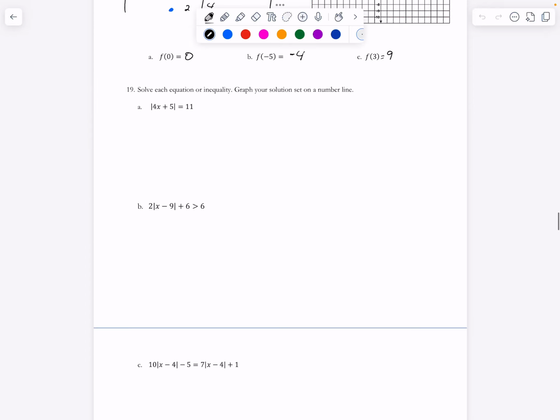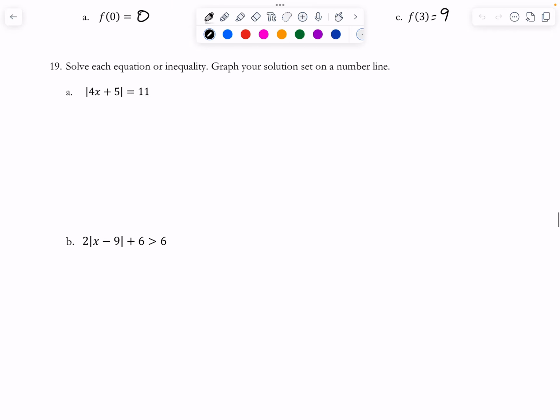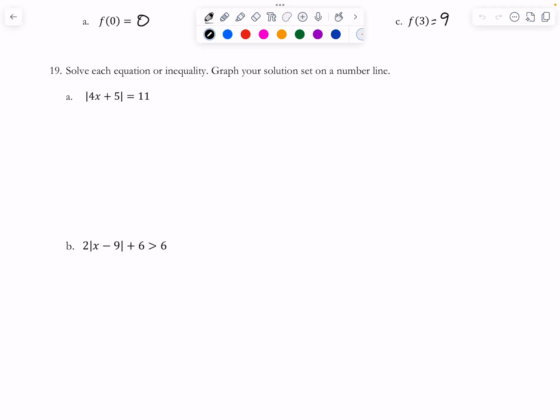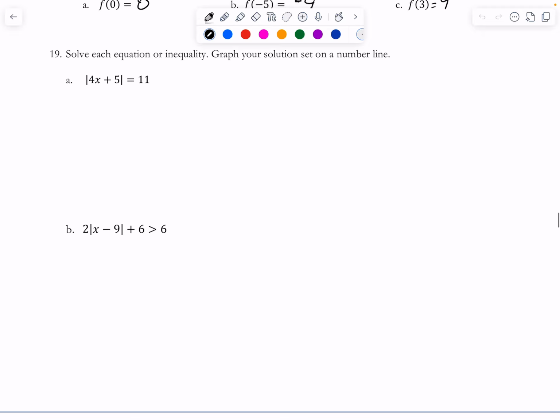All right, in this part, we're going to go over solving absolute value equations and inequalities to start. So this first one, 19a, we have an absolute value equality, and the first thing when you're doing all of these different parts for 19 is making sure that you are isolating the absolute value. So in this case, the absolute value is isolated. There's nothing in front of it. There's nothing behind it on that side of the equation.